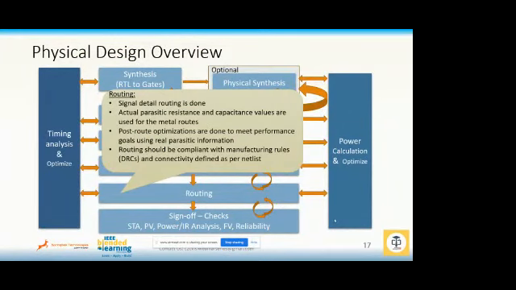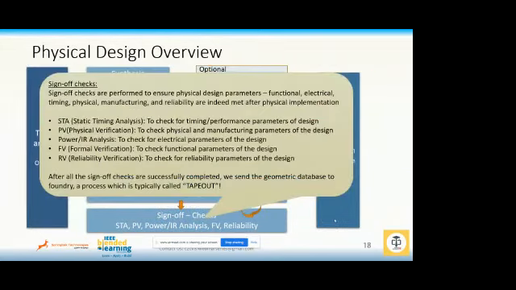So moving on to the next step, once we have a routed design, we do all the sign-off checks. You remember we talked about different physical design parameters: functional, electrical, timing, physical, manufacturing, and reliability parameters. How we check them is, once routing is complete, you check for all these parameters. So we do what is called static timing analysis. That is to check all the timing and performance parameters of the design.